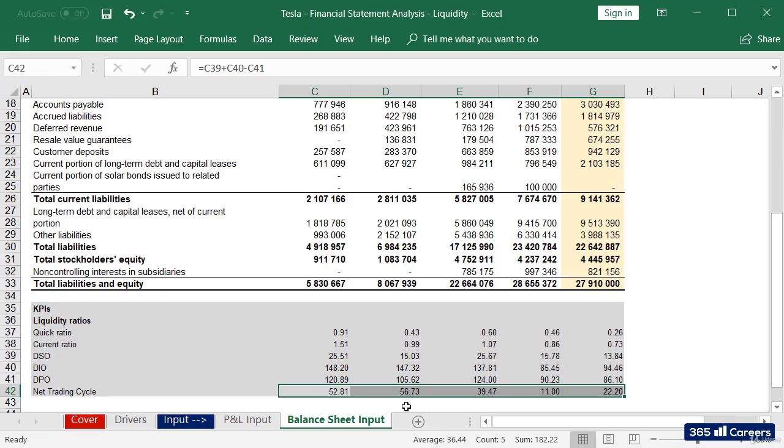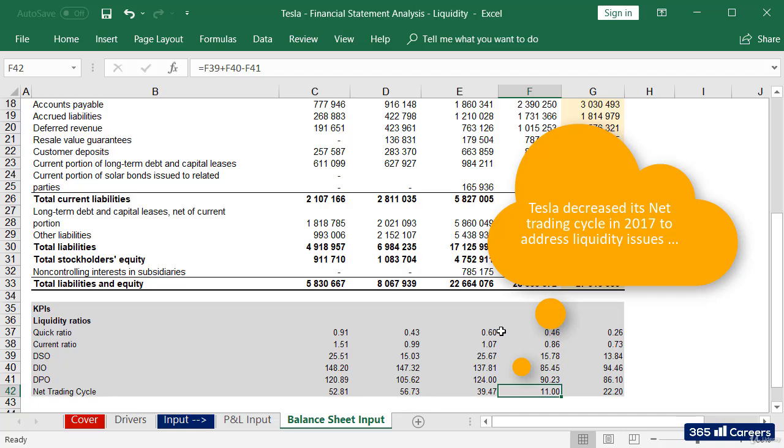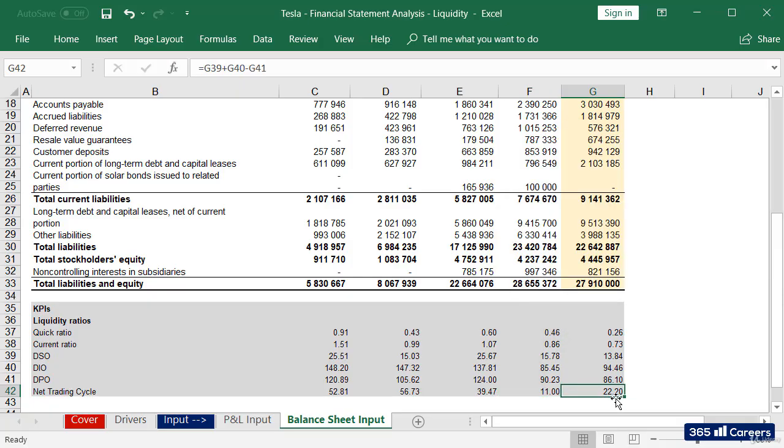We can easily see that Tesla decreased its net trading cycle sharply in 2017. This probably helped the company address liquidity problems temporarily. However, my guess is that later on, in 2018, the company had to revert back to the normal level of working capital observed in 2014, 2015, and 2016. And this was the reason for significantly inferior liquidity ratios in the first half of 2018.